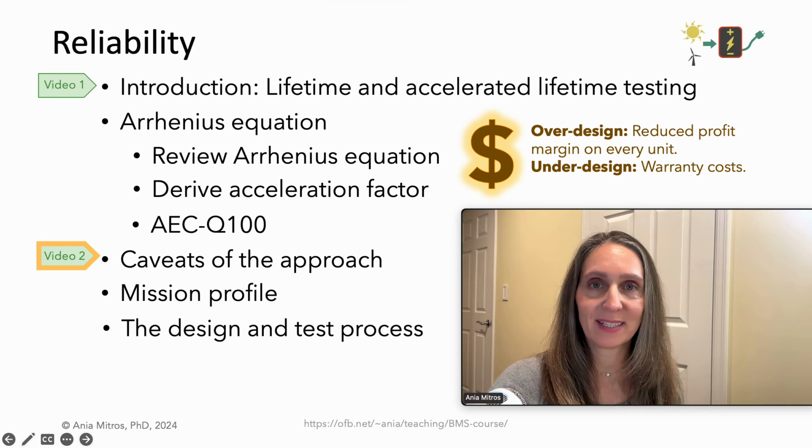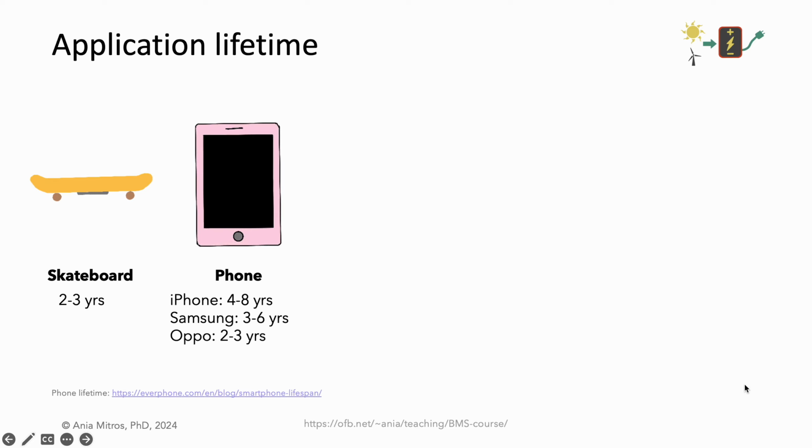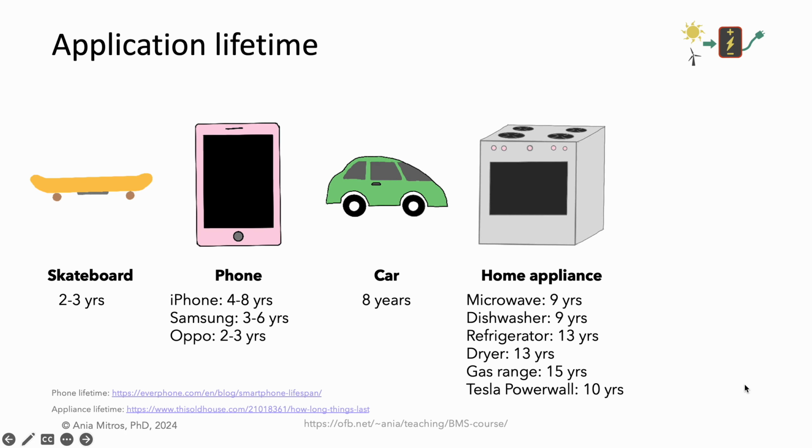Okay, let's do it. Different applications have different lifetimes, and thus warrant a different amount of cost and effort behind the design and manufacturing. For example, a consumer good like a skateboard might have a 2 to 3 year lifetime. A phone might have a similar lifetime, though in practice I've kept phones longer than that. One website lists lifetimes of 4 to 8 years for iPhones and 2 to 3 years for less renowned brands. Cars are typically designed for an 8-year lifetime, and home appliances for 9 to 15 years.